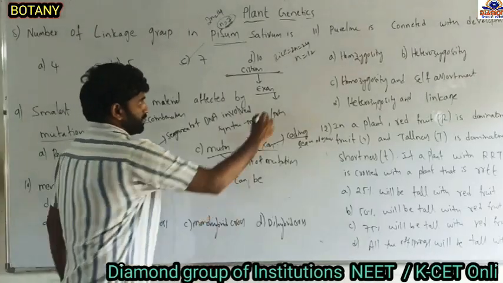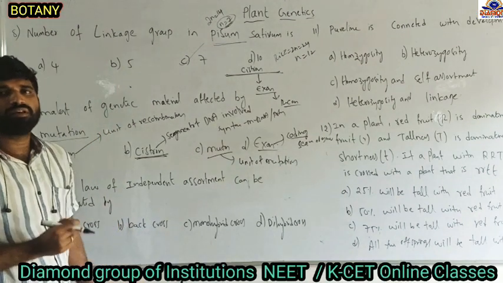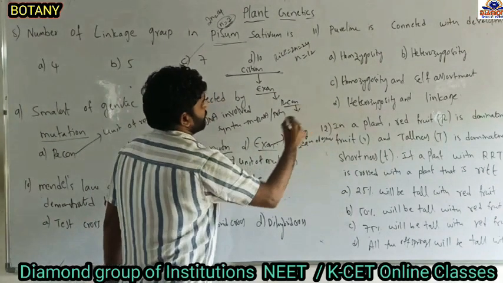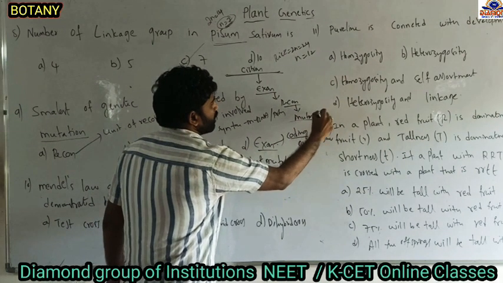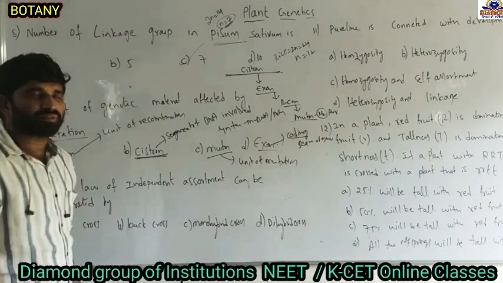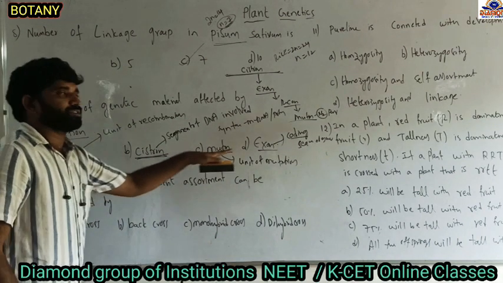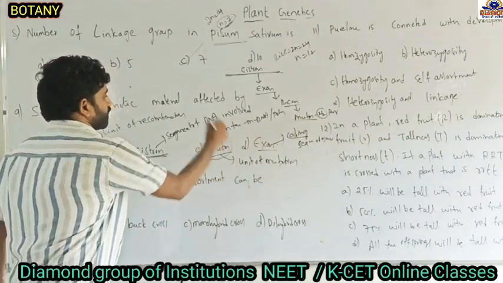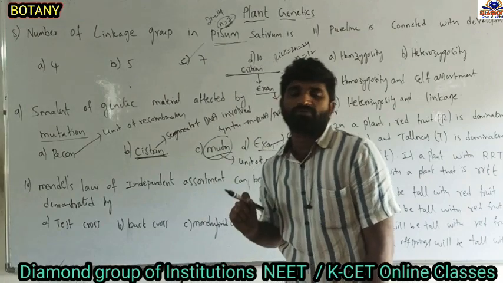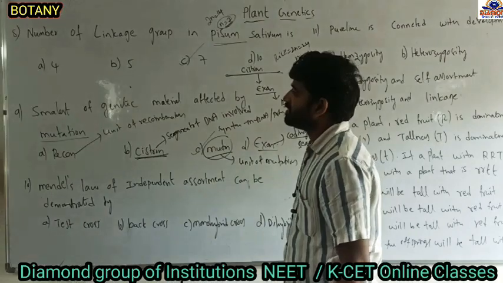After the exon, next is the recon, the unit of recombination, a small piece of DNA involved in recombination. After the recon comes the muton, a single nitrogen base or base pair involved in the mutation process. So the smallest genetic material affected by mutation is the muton, the unit of mutation.